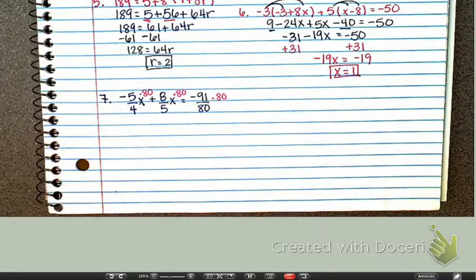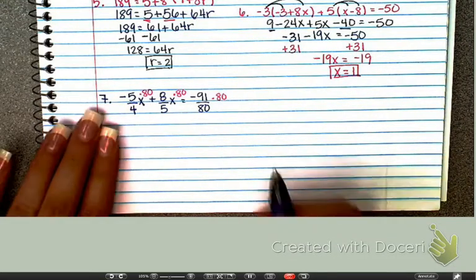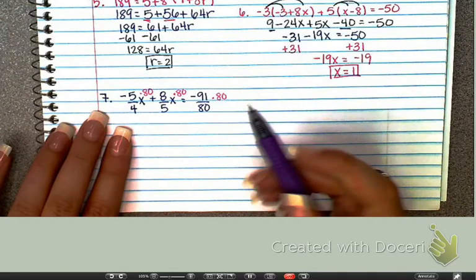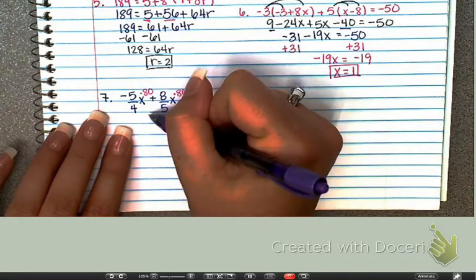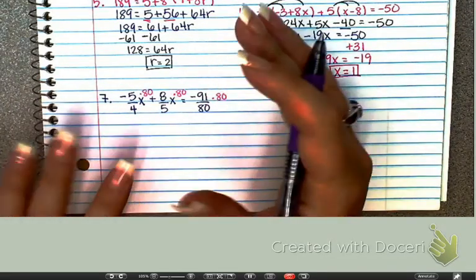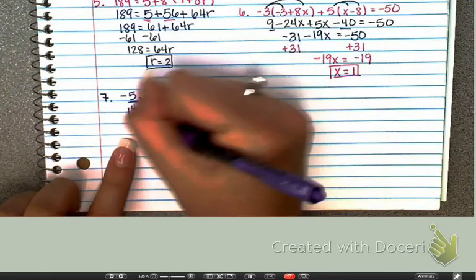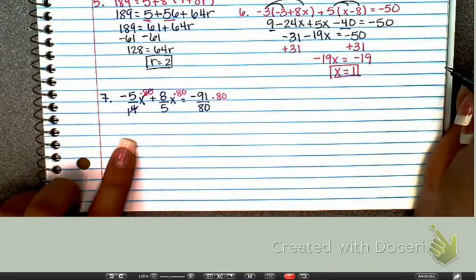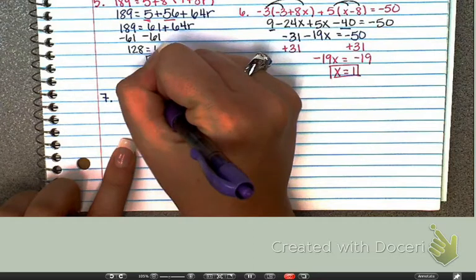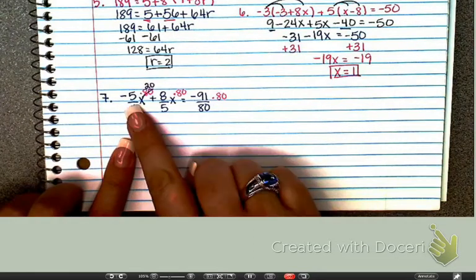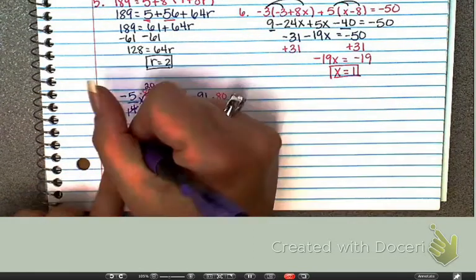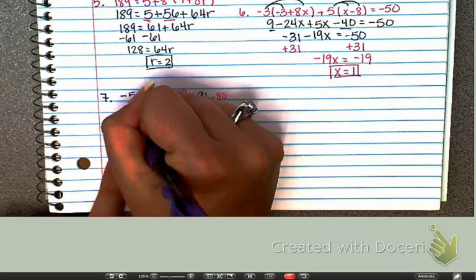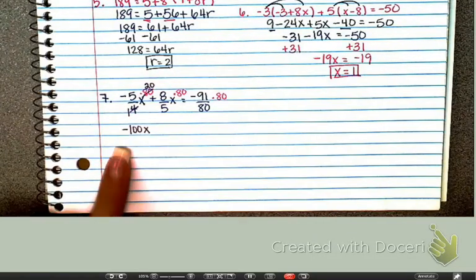Multiply every single term by 80. Let's see what happens. Ready? This is like 80 over 1, so I can simplify. How many times does 4 go into 80? 20. Negative 5 times 20 is negative 100x. I got rid of the fraction there.